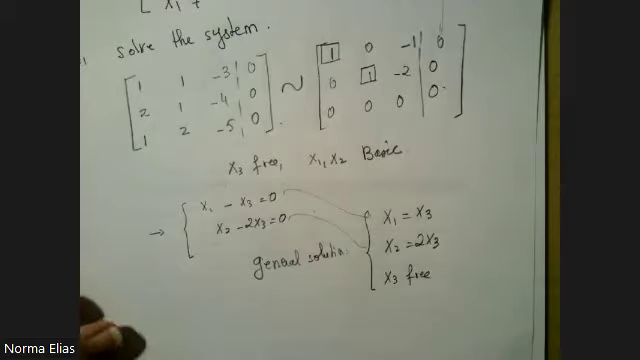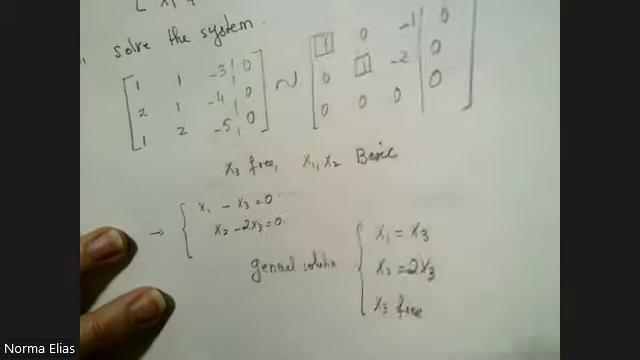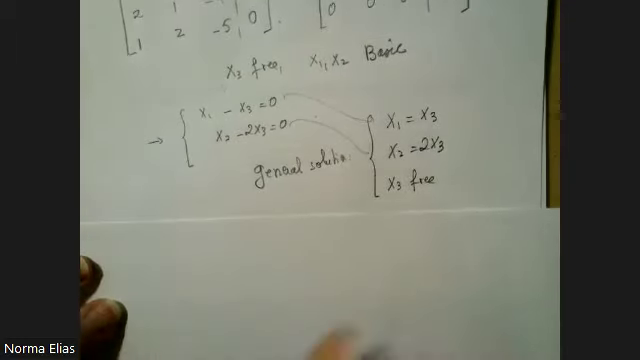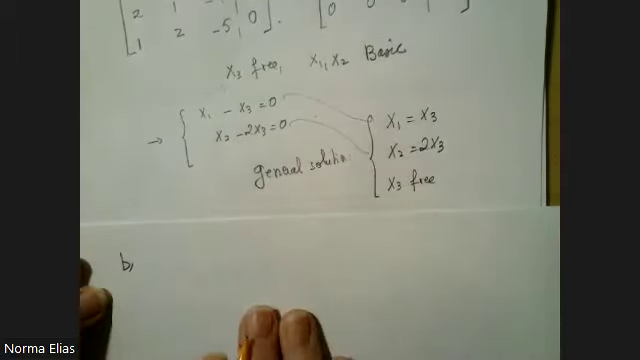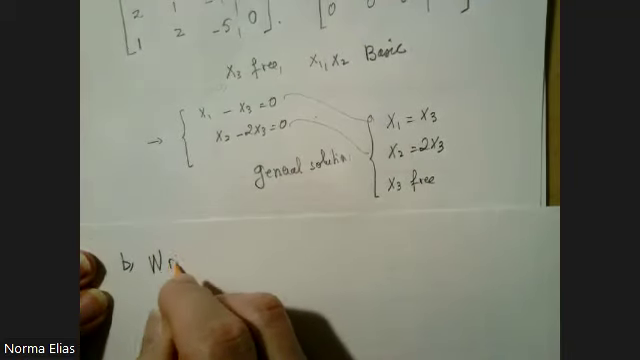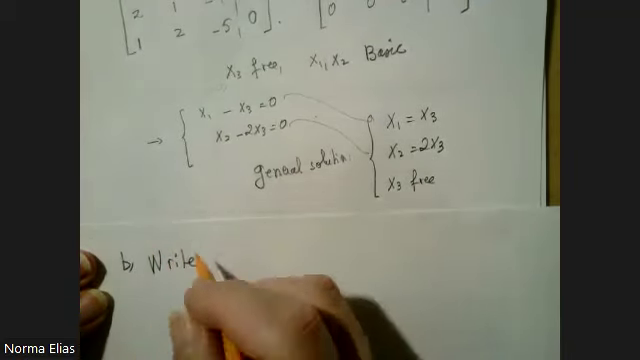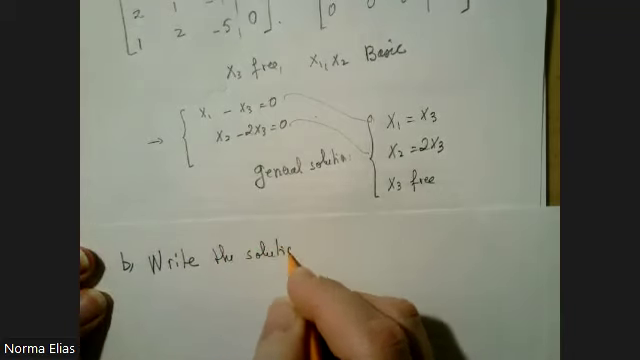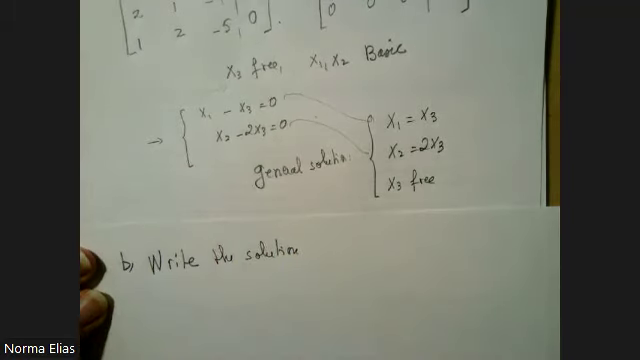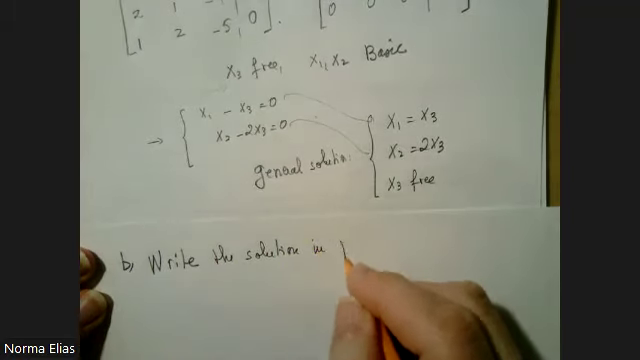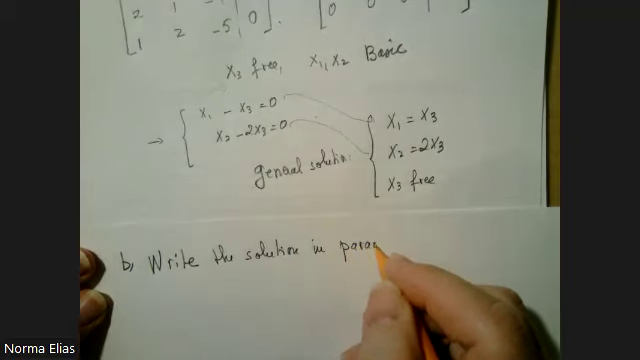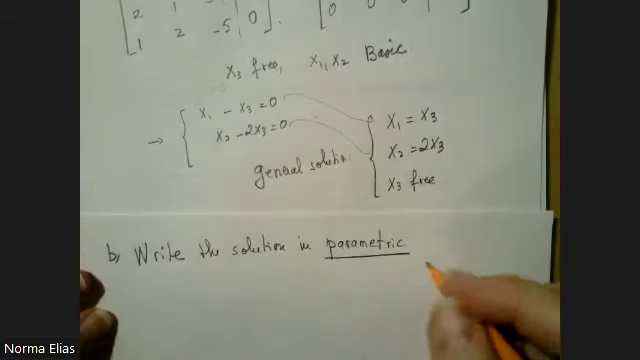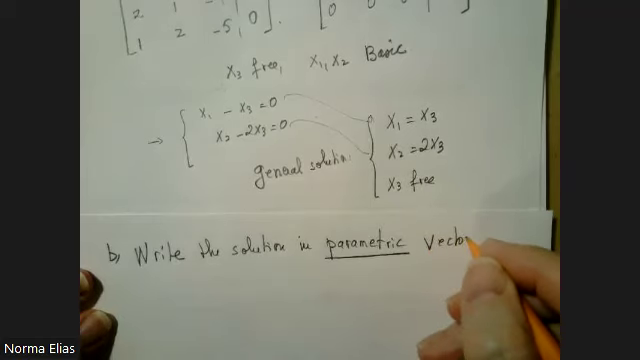Question number 2, what's a little bit new in this section, is the following. Write the solution in parametric vector form. To write the solution in parametric vector form.